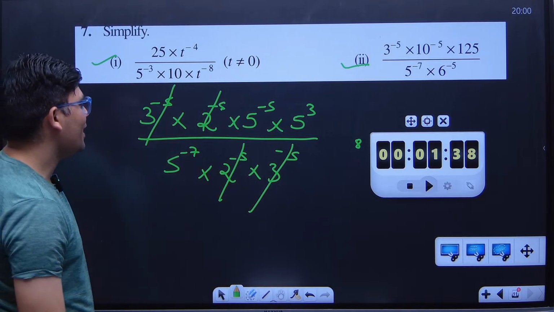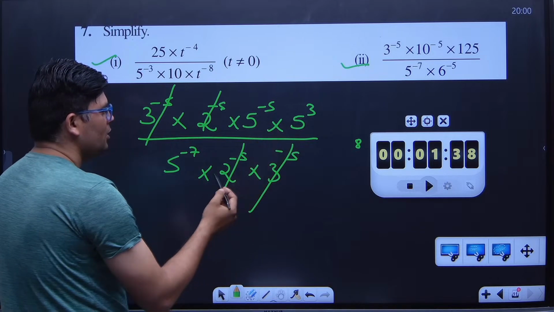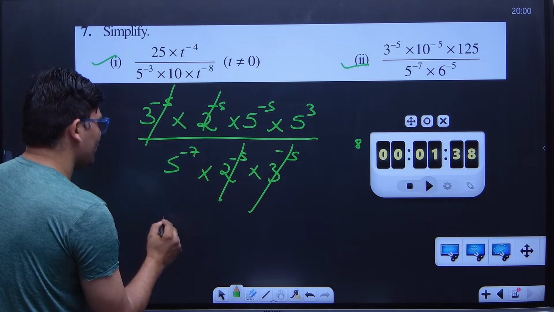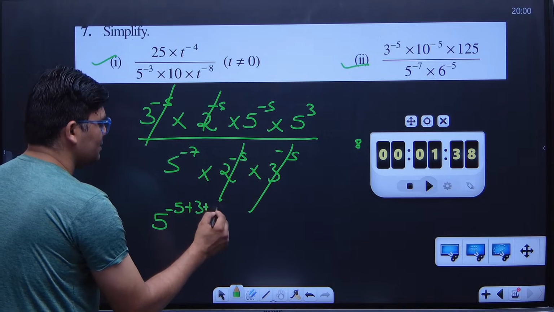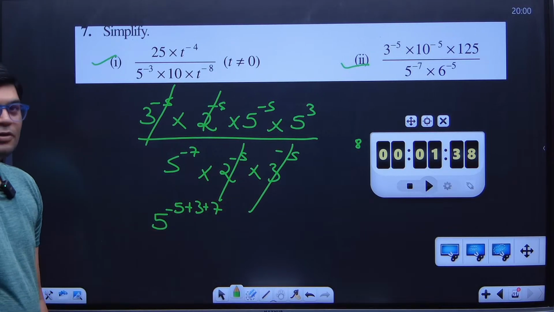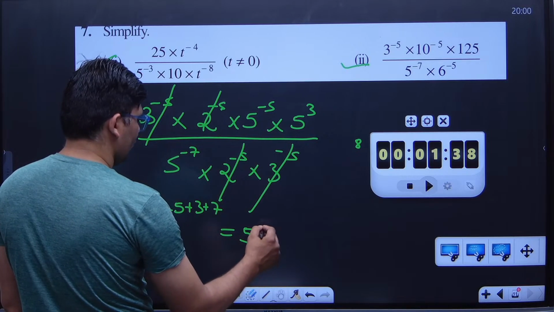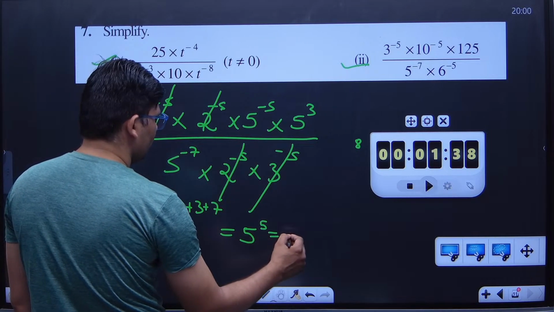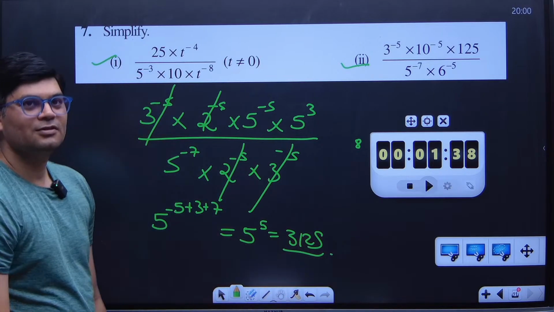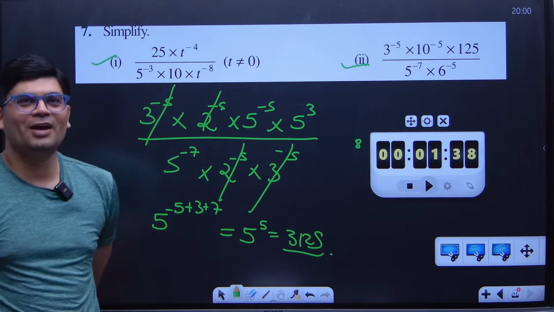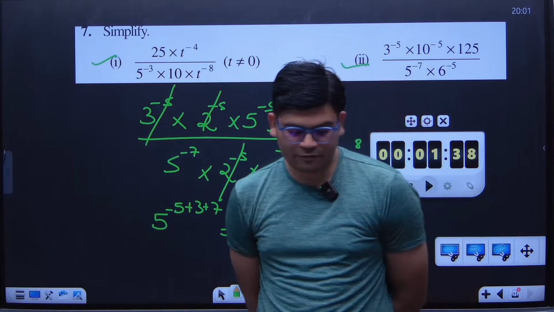In fact, you see 5 to the power minus 5 plus 3 is minus 2. And if you take this, we are having only three numbers: 5 raised to the power minus 5 plus 3 plus 7. So we will be left with 5 raised to the power 5, which is equal to 3125. I told you in yesterday's class, 5 raised to the power 5, you have to remember 3125. 5 raised to the power 6 is 15625.